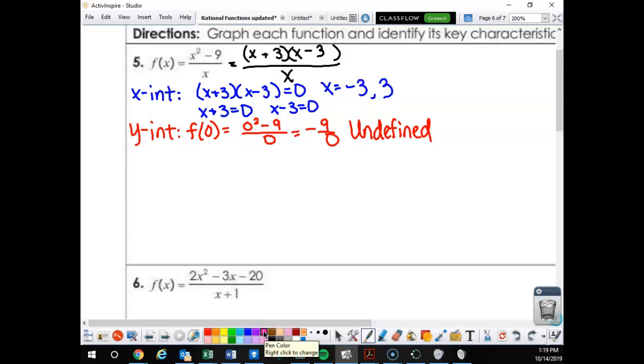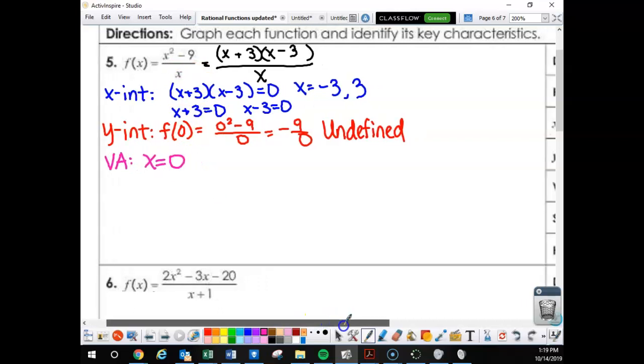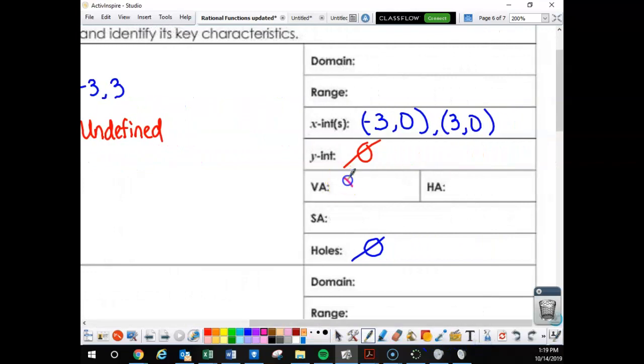All right, so next my vertical asymptote, and that's when I set the denominator equal to 0. So x is equal to 0, and it's already solved. My equation of the vertical asymptote is x equals 0.